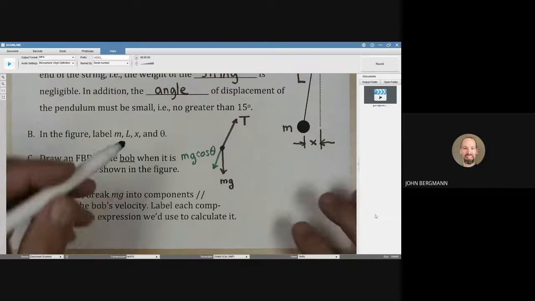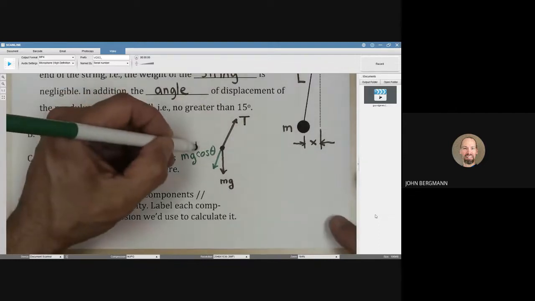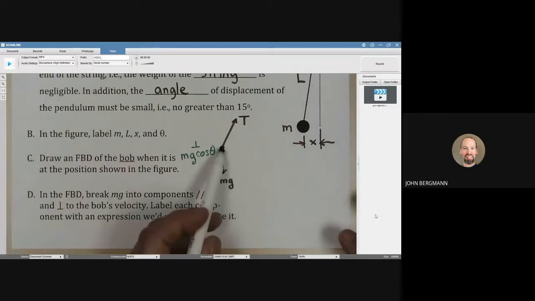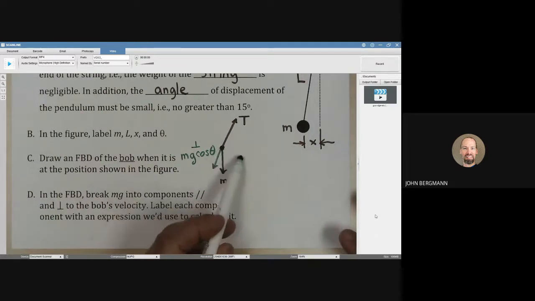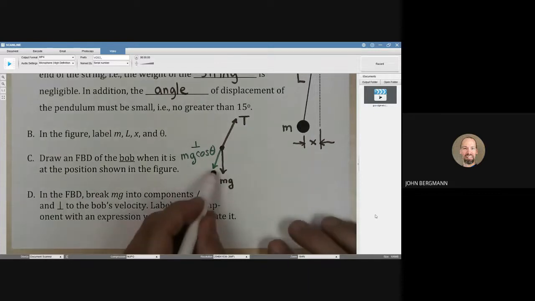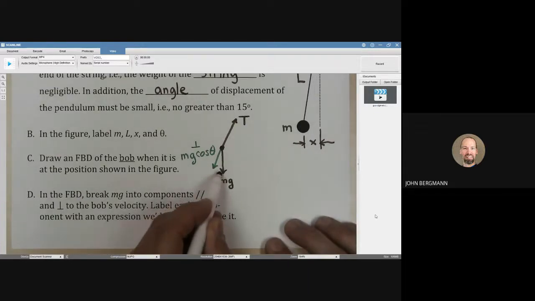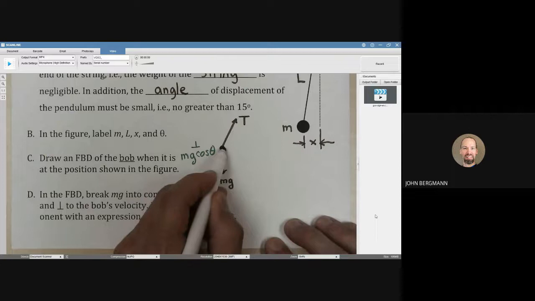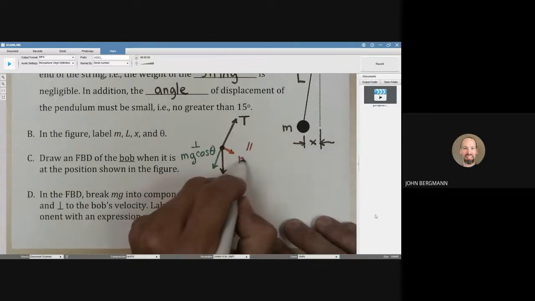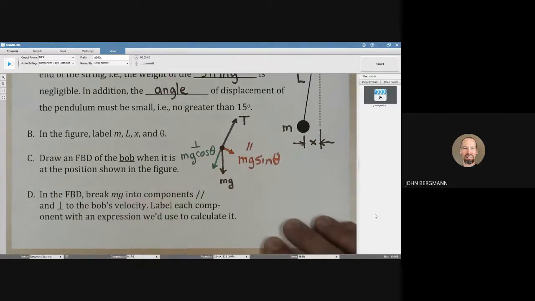And that one, of course, is the direction that is perpendicular to velocity, because the velocity is always acting at right angles to the tension. The component of mg that is parallel to the velocity, I could draw it down here, but I'm going to draw it up there like that. The parallel one is going to be mg sine theta, like so.